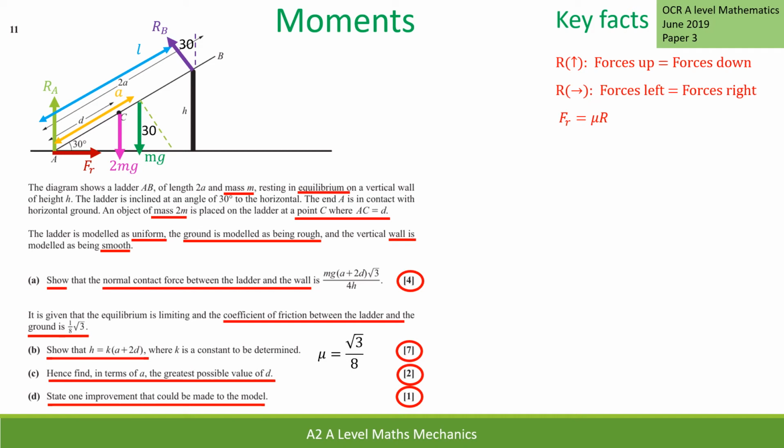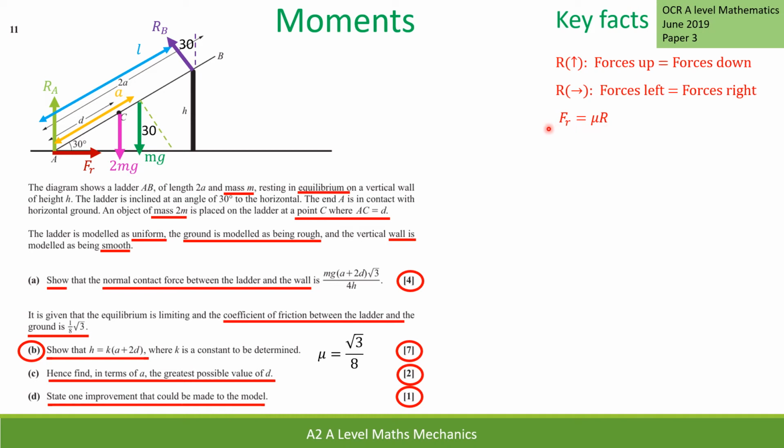Now in part B, this is the really long question. This is the big mark question. And we know that we've got to show that H is equal to K times by A plus 2D. You're told in the question here that mu, because the coefficient of friction, is equal to √3/8, which means we're going to be using friction is equal to mu R.